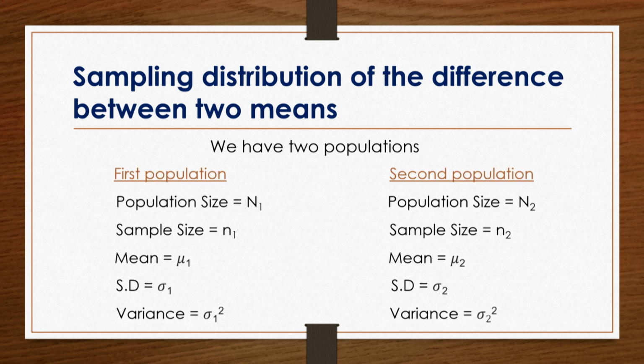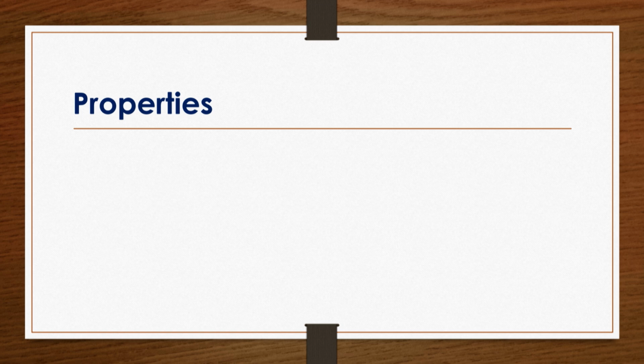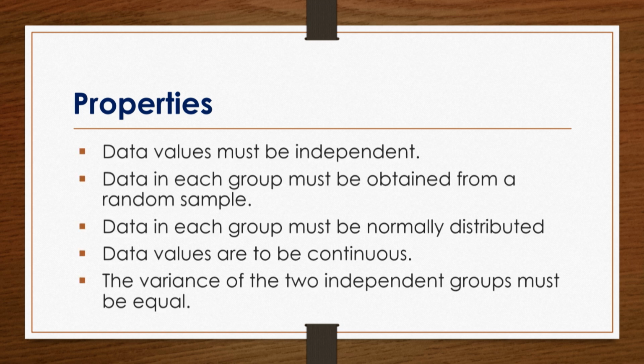Sampling distribution of the difference between two means. We have two populations. For the first population, we have population size capital N1, sample size small n1, mean mu1, standard deviation sigma 1, and variance sigma 1 square. Similarly, the second population is given by population size capital N2, sample size small n2, mean mu2, standard deviation sigma 2 and variance sigma 2 square, which are given in these notations.